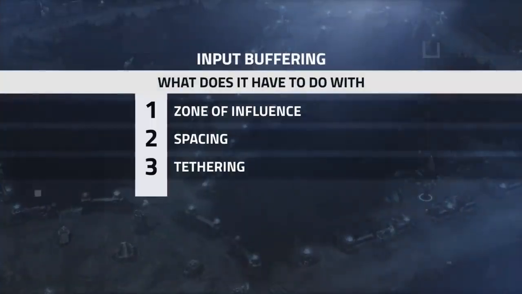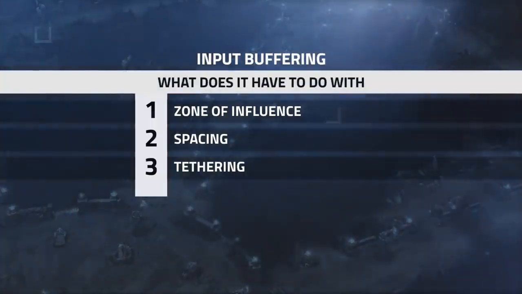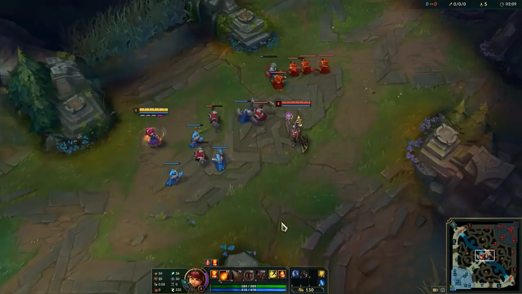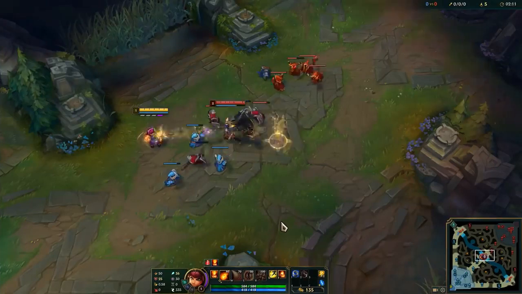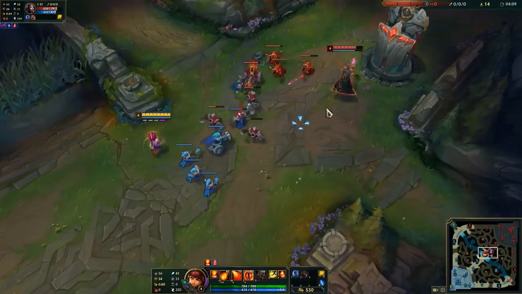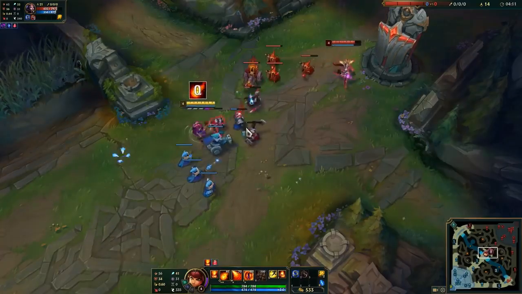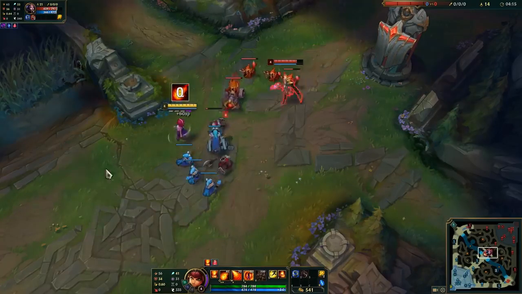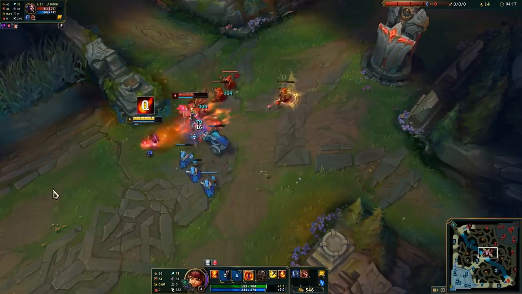Alright, so what does input buffering have to do with the zone of influence, spacing, and tethering? Well, there's another way you can use input buffering in lane. For example, let's say you're playing Annie against LeBlanc. LeBlanc is going to want to jump in, quickly land her spells, and jump back out of your range. However, if we input buffer our Q ability by activating it on LeBlanc when she's outside of its range, then the second she jumps in range, Annie will cast it. This can be a useful technique when spacing.